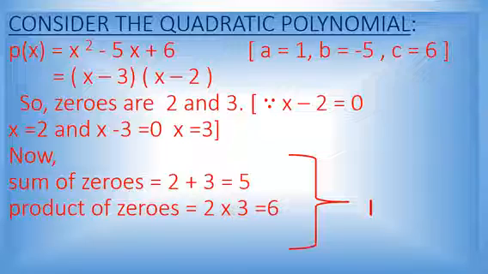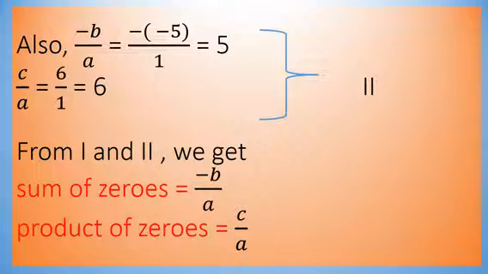Now let us see the sum of these zeros. What is the sum of the zeros of this polynomial? It is 2 plus 3 is equal to 5, and the product of these zeros is 2 into 3, that is 6. Let us call this the first equation. Also, if we calculate minus b by a, then we get the answer as 5, and c by a as 6. Let us call this the second equation. From 1 and 2, we can say that the sum of zeros is minus b by a and the product of zeros is c by a.